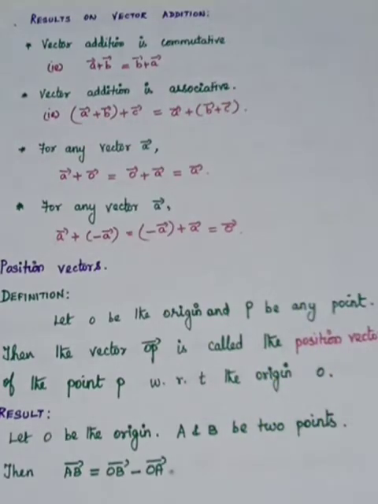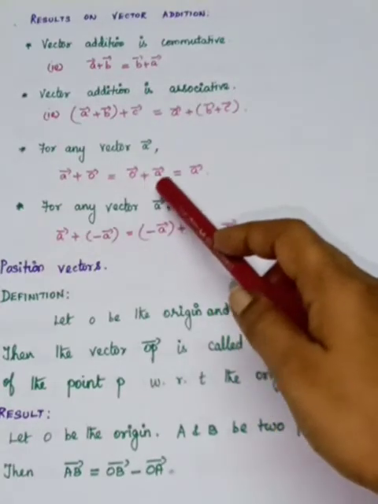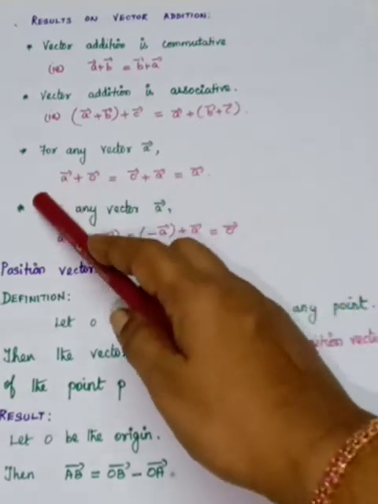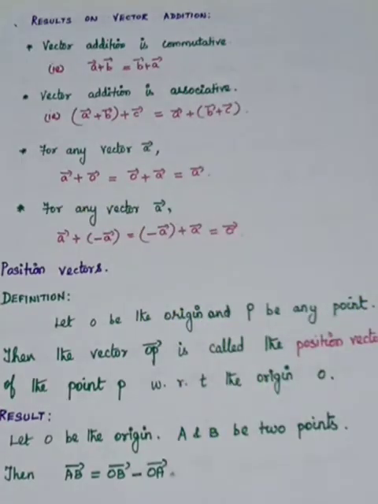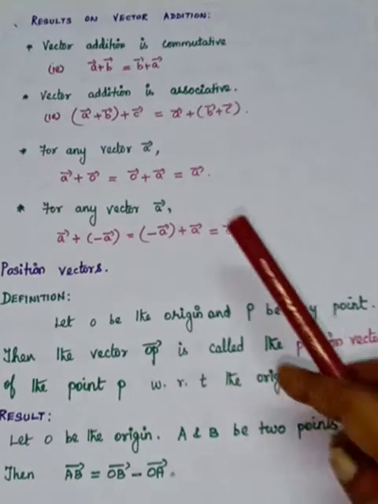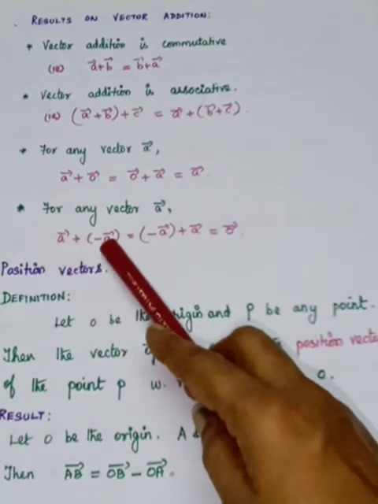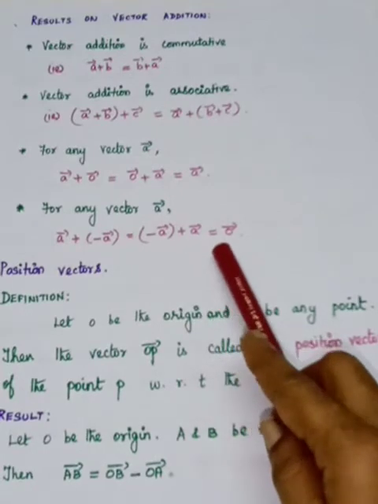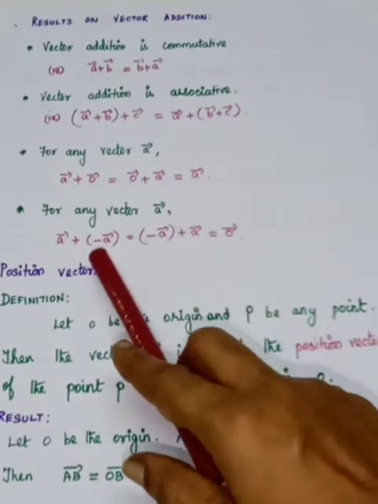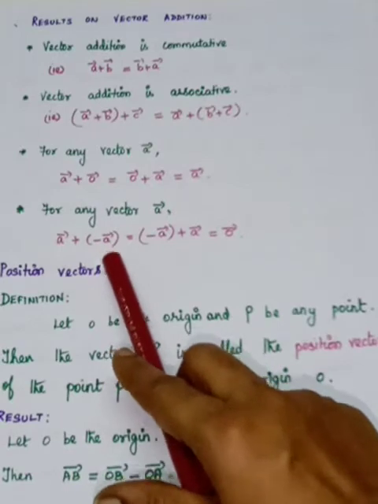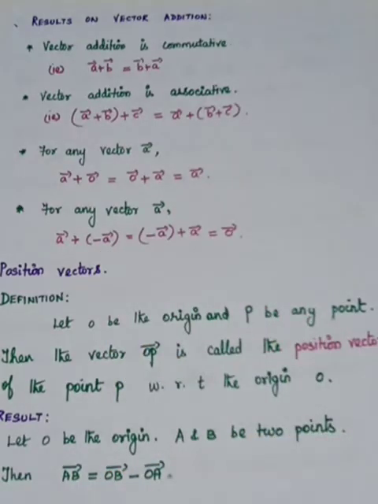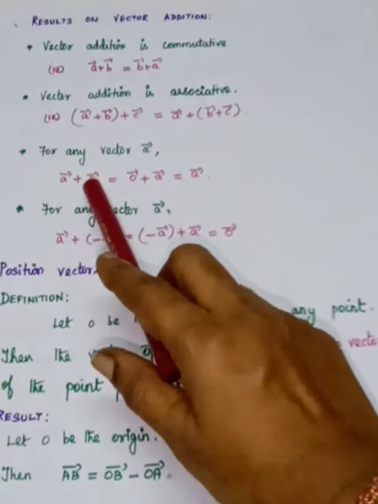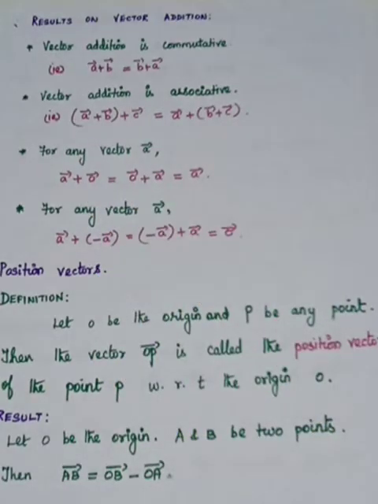Therefore vector addition is associative. For any vector A vector, we can write A vector plus 0 vector is equal to 0 vector plus A vector is equal to A vector. So you can add any vector to the 0 vector, and you will get the same vector as the answer. For any vector A vector, the negative of A vector, minus A vector, plus A vector is equal to 0 vector. Here minus A vector, the negative of A vector, is called the additive inverse. The 0 vector is called the additive identity of vectors.